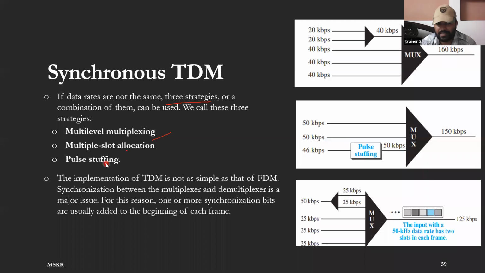Take the third one, pulse stuffing. Pulse stuffing is used if the users' data rates are not multiples of one another. As you can see here, 2 users are sending 50 kbps each, and one user is sending 46 kbps. So you can't use multi-level or multi-slot. The best option is pulse stuffing. You are going to add one additional device, which adds a few more bits to the data, and it generates 50 kilobits per second. So this is pulse stuffing. So these are the three approaches.